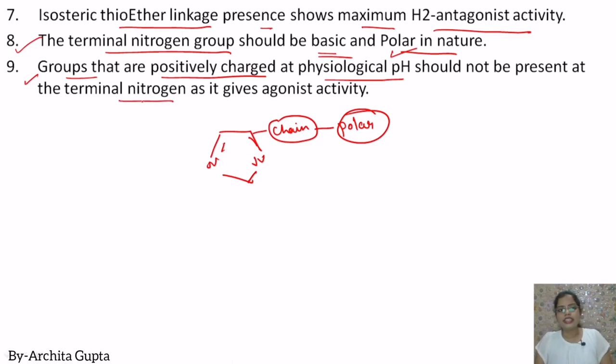Okay, yeah, the last point says that any group that is positively charged at the physiological pH, the pH of the body, should not be present at the terminal nitrogen, as it shows agonist activity. So instead of showing antagonist activity, it shows agonist activity. Therefore, any groups that are positively charged at the physiological pH should not be attached to the terminal nitrogen. I hope that this SAR is clear to you guys.